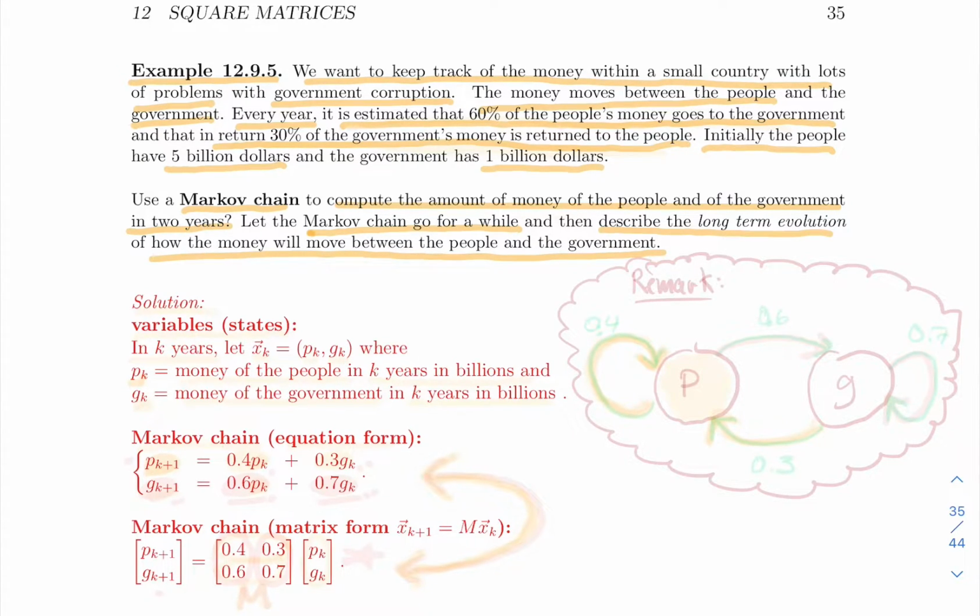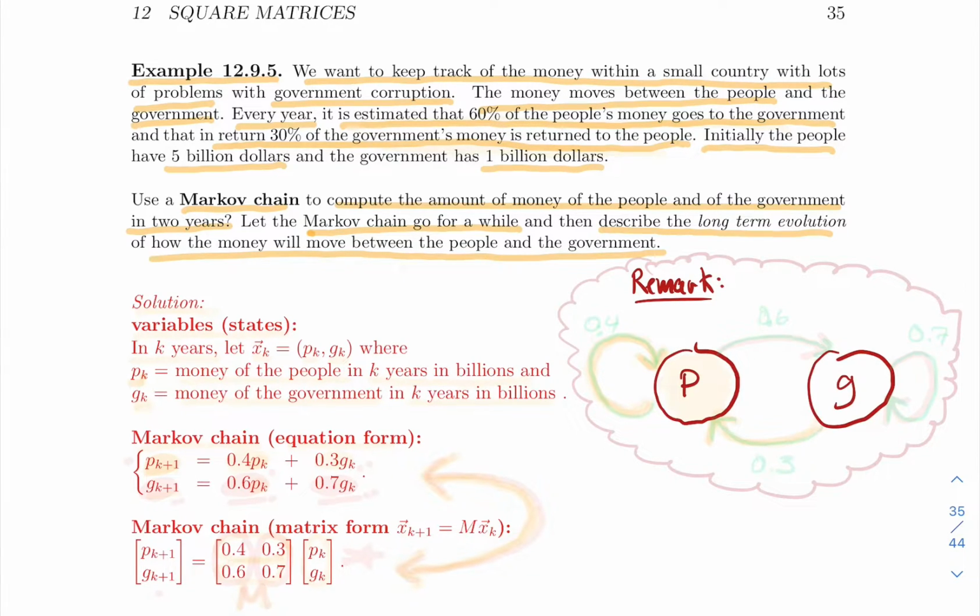Me personally, when I do a Markov chain, I like to summarize the information provided in the problem using this planet diagram. What I mean by this, and this is just a remark, is that you can do whatever you want as usual, as long as you understand and can model things on your own. But here, I like to draw two planets. Why two planets? Because here we have the people and the government, and we want to model how the money is moving between them.